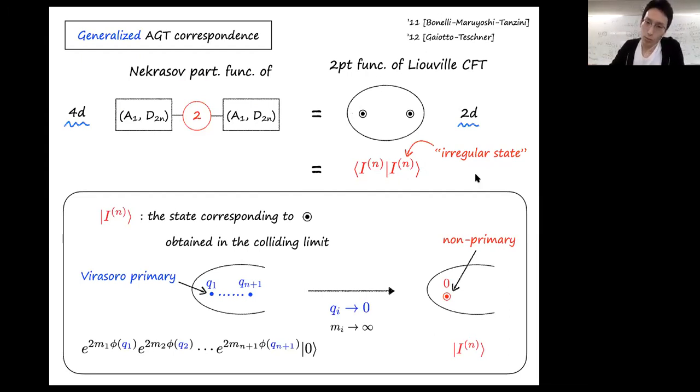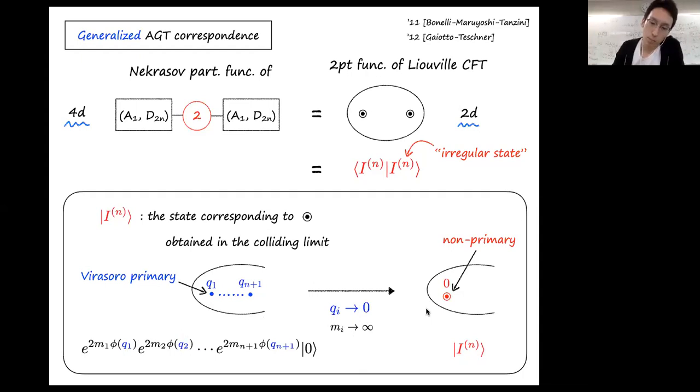So the question is, what is this state? This state corresponds to an irregular singularity, and an irregular singularity is obtained by taking a colliding limit of regular singularities. In principle, we could learn what this state is by looking at this colliding limit. Before the colliding limit, we have a vacuum acted on by the regular vertex operators corresponding to the Virasoro primaries. In Liouville theory, we have exponentials of these, corresponding to these Virasoro primaries, and q1, q2, up to q_{n+1} are the locations of these punctures, where eventually we take this limit. So eventually they are all zero in the limit. We also take the infinite limit of these Liouville external momenta, and we keep some combination of these parameters finite. That's the limit we took.